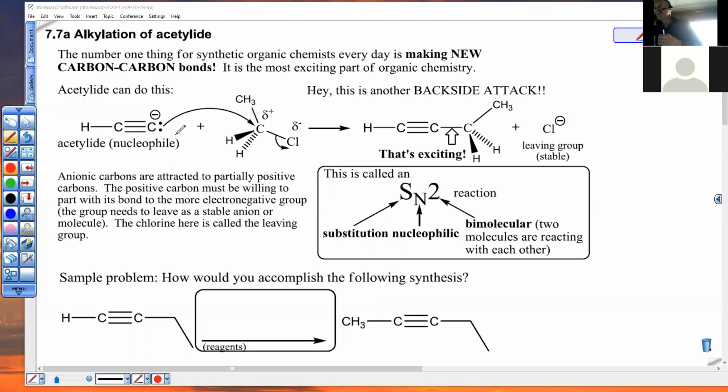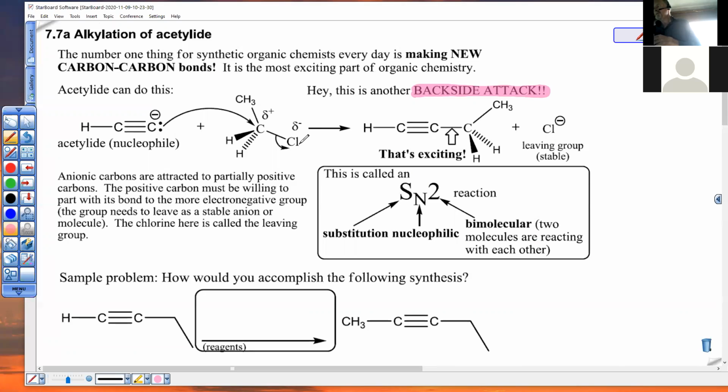And we're doing, hey, this leaving group, this chlorine is leaving. So it's called a leaving group. That's a good name. It's stable or else it won't leave. So we have chloride. And we made a carbon-carbon bond by doing this. Backside attacks are not solely the purview of triangles, apparently. Backside attacks happen with carbons that have leaving groups.